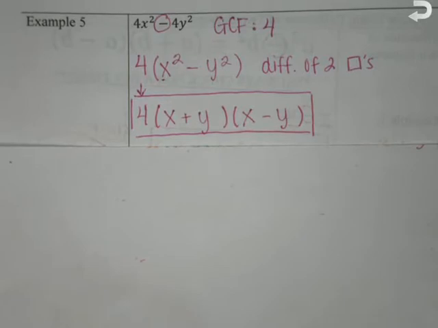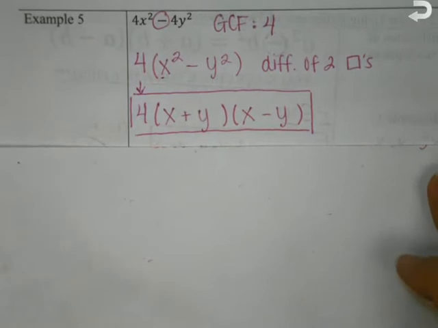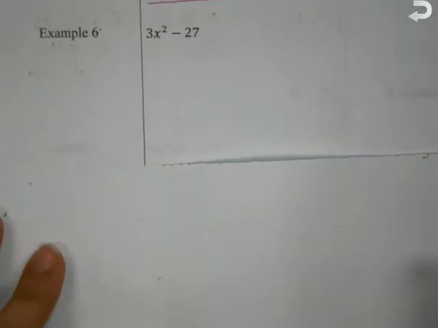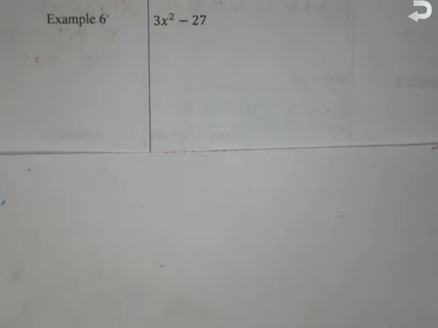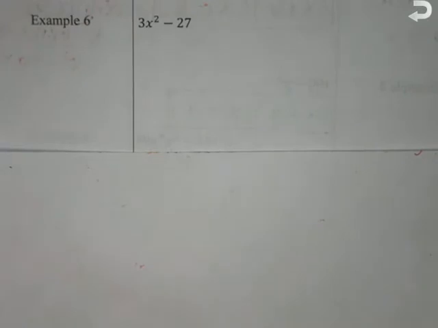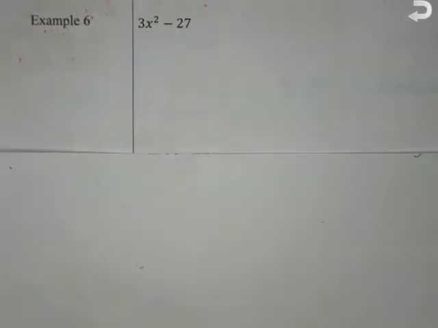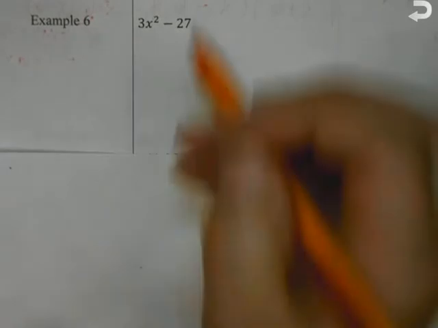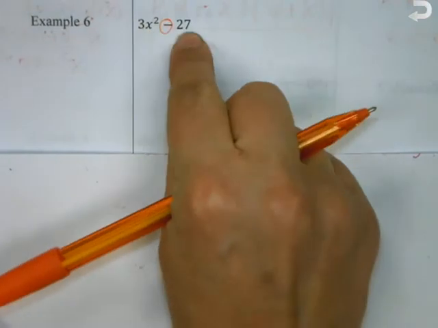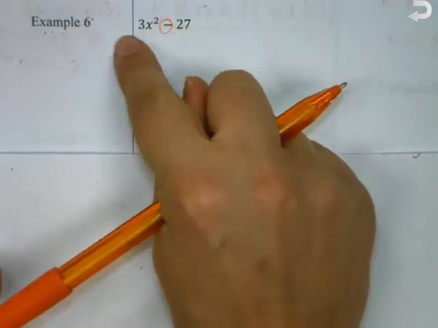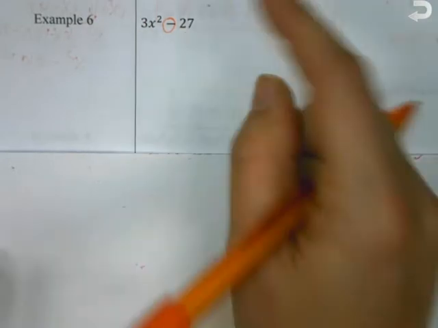Number 6, 3x squared minus 27. Okay, guys, let's look at this. When we look at these things, what's one thing you notice about this problem? Is it a difference? Are we subtracting? Yes, so we're good there. Are there 2 terms? Yeah, so we're good there because we only need 2. Are these perfect squares? No. So it doesn't look like a difference of 2 squares yet, but is there something else in there?